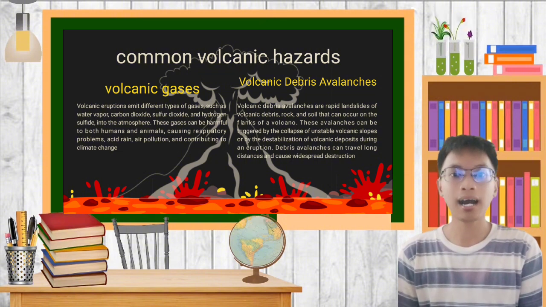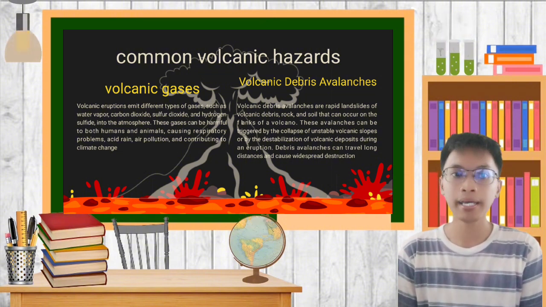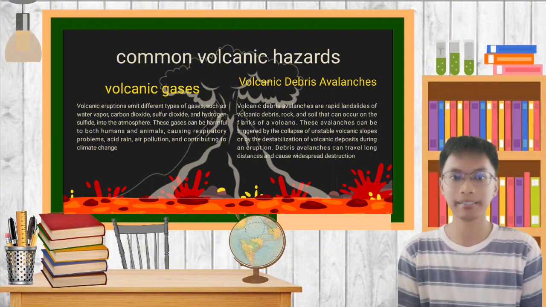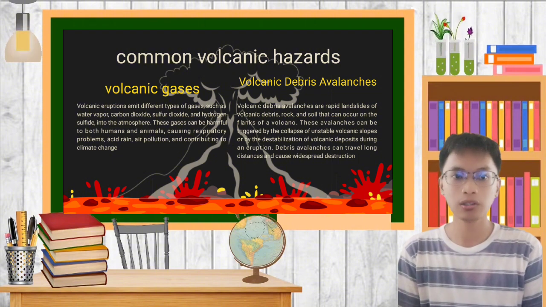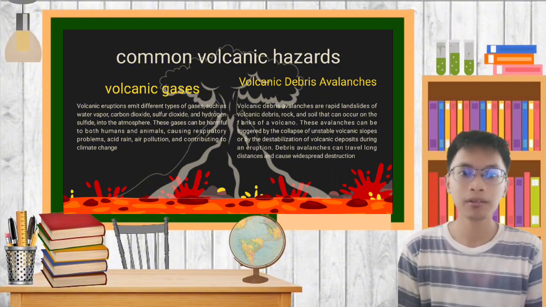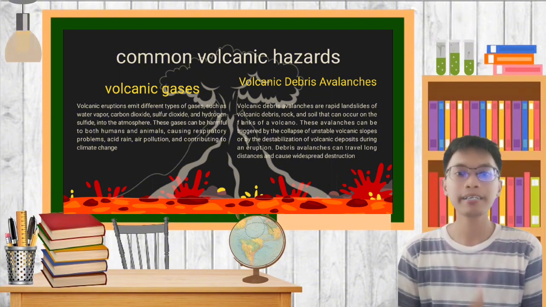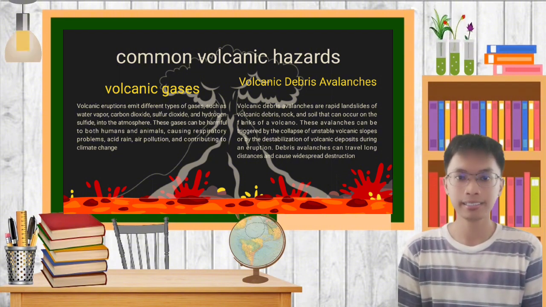Now let's proceed to the volcanic debris avalanches. These are large, rapid landslides of volcanic material caused by the collapse of a volcano dome or slope. They can travel long distances and cause significant destruction in their path.